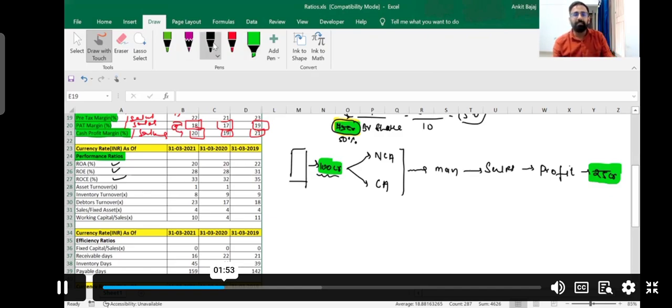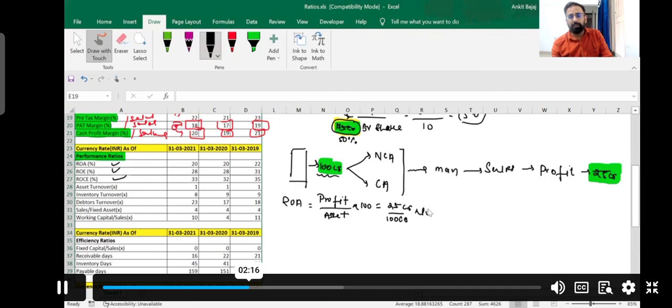So if I try to calculate this value in terms of percentage, what will be the formula? The formula is going to be profit divided by total asset value, right? This is going to be return on assets, into 100 you will be doing. So here, 25 crore divided by 100 crore into 100, you will be getting the value that is 25%, right? This is your return on assets.